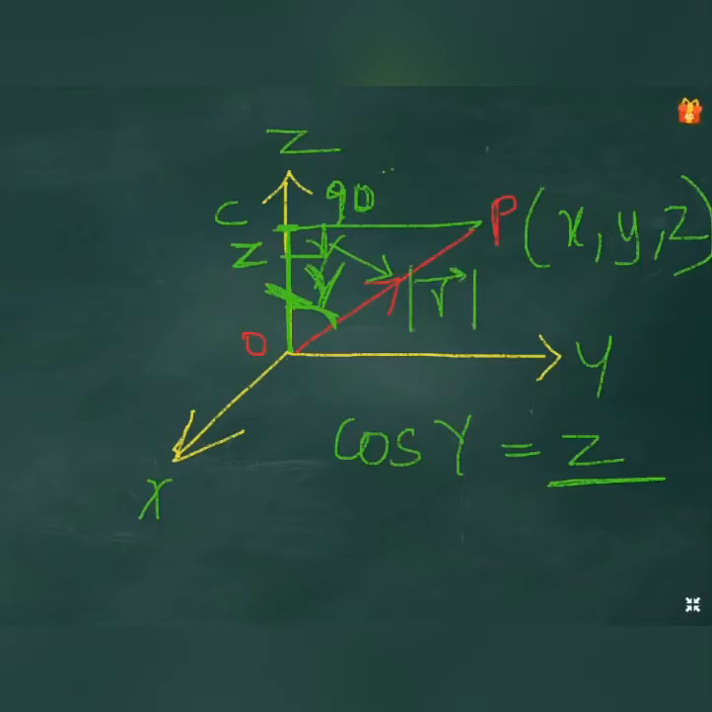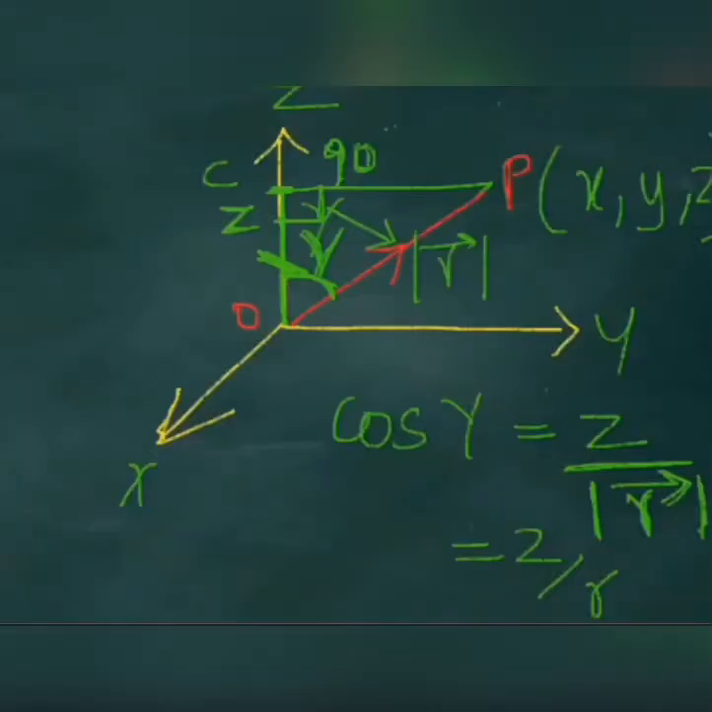We should not consider vector r; we should always take the length. For cosines, sines, all the trigonometric ratios, we take the length, we don't take the vector. So cos gamma is z by the magnitude of vector r, which can be written as z by r. Let us consider this as equation 3.